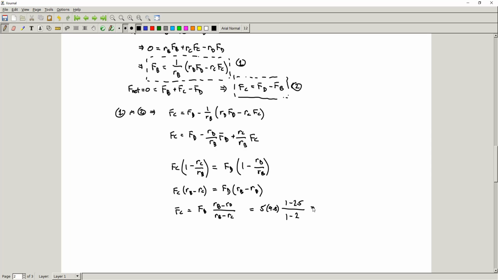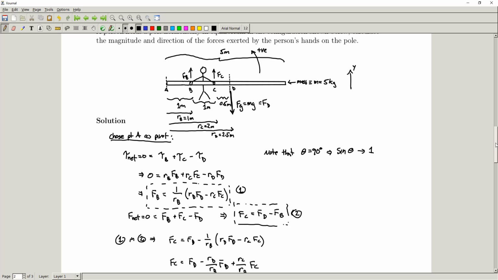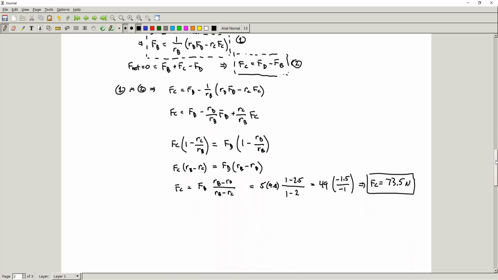And so this is going to give us, what do we have? That's 49 times minus 1.5 over minus 1. And if we do that calculation, the minus signs are going to cancel, we're going to have 1.5 on the top, and we're going to find that FC is equal to 73.5 newtons. Okay, so we found that our FC, the force exerted by the person's left hand, is 73.5 newtons, and it's a positive value, so that means that the direction that we chose for FC is correct. And we're all set there.